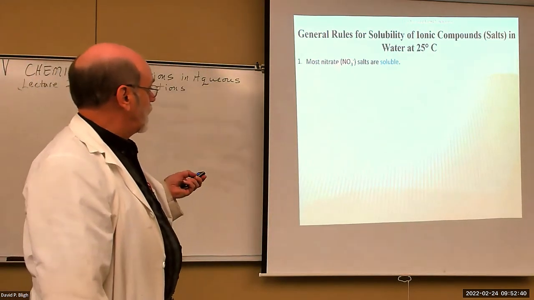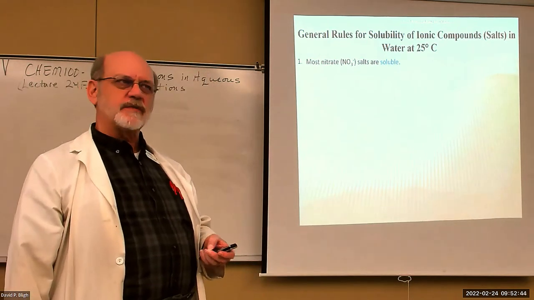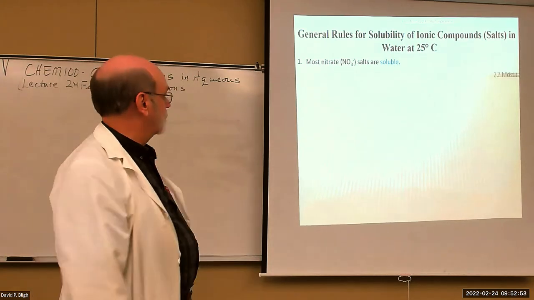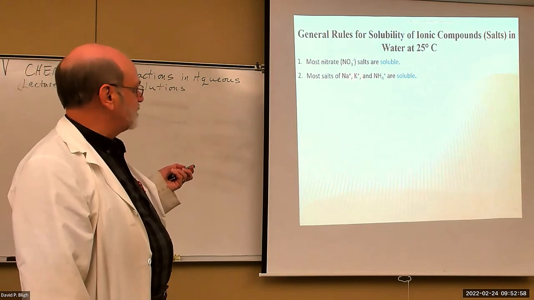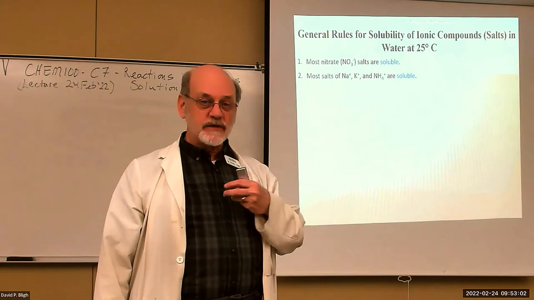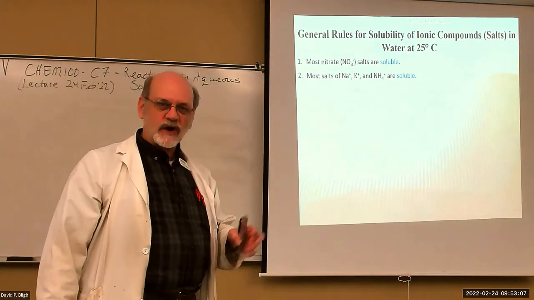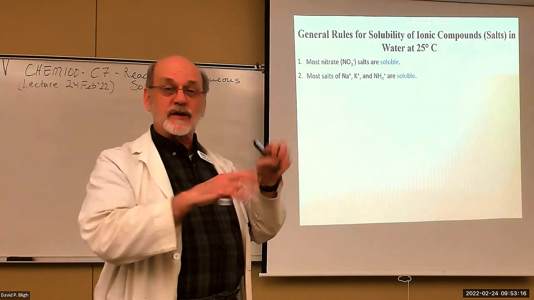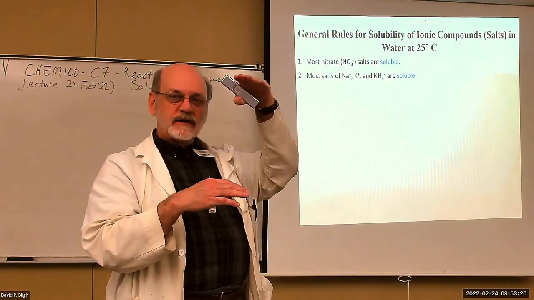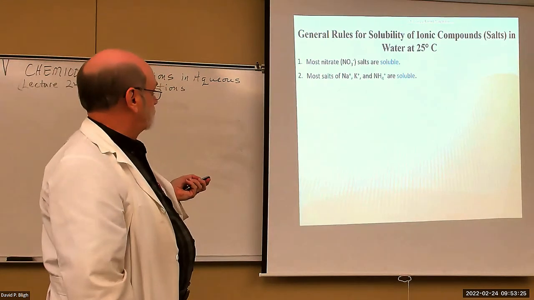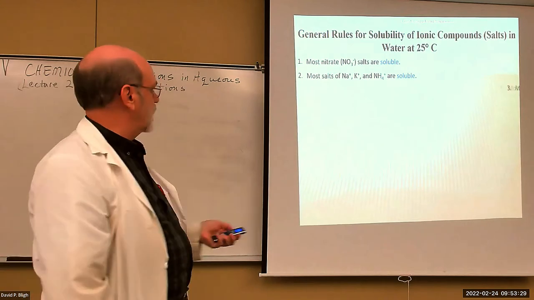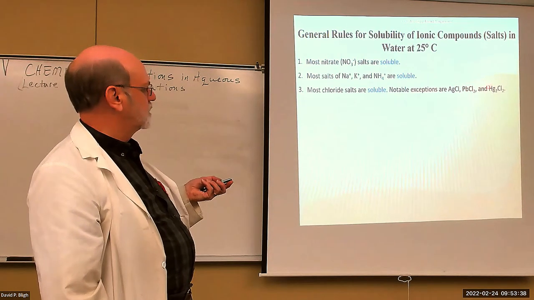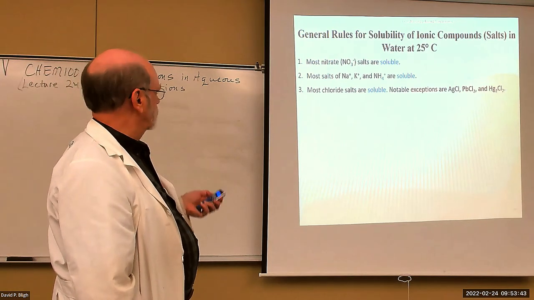So the first rule is most nitrates are soluble. In fact, for our purposes, you could probably say all nitrates are soluble. So any cation combined with a nitrate is going to be soluble in solution. Most salts of sodium and potassium and ammonium combined with other anions will be soluble. Now, the way the rules are laid out is there are others down here. If you have a tie, if you have two rules that can apply to your mixture, then the one above takes precedence. So if you have something down here that says it's insoluble, let's go to the next one. Most chloride salts are soluble except for silver chloride, lead 2 chloride, and mercury 1 chloride. Okay, that doesn't work. Let's go to the next one.